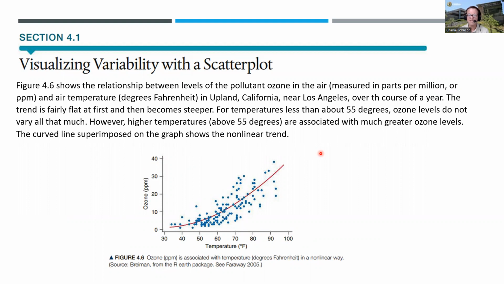For temperatures less than about 55 degrees, ozone levels do not vary all that much. However, higher temperatures above 55 degrees are associated with much greater ozone levels. The curved lines superimposed on the graphs show that this is a nonlinear trend. And as I'll say a couple of times in these videos from chapter 4, we're only going to be looking at linear trends.